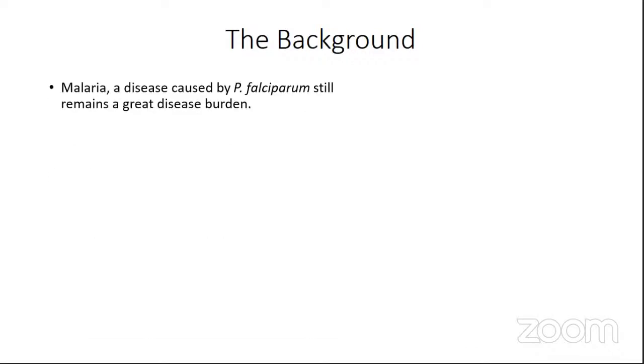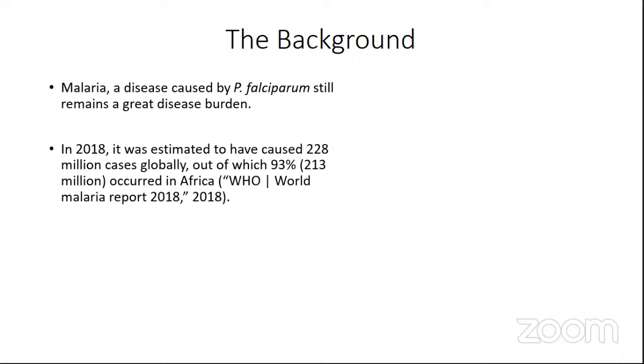So the background. Malaria, which is a protozoan infection, is caused by Plasmodium parasites, and this remains a major cause of morbidity and mortality worldwide, primarily among children less than 5 years old. And yes, in 2018, it was estimated to have caused around 228 million cases globally, of which 93%, which constitutes 113 million, occurred in Africa, according to WHO.